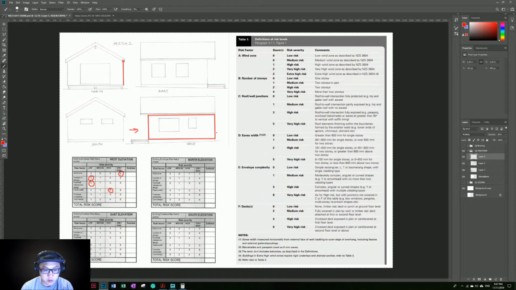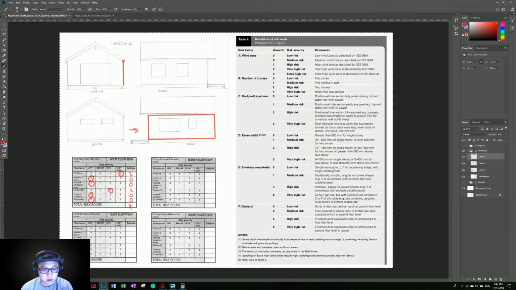And if you look at the envelope complexity, it's just a flat face. So it's just a low risk. It's a simple rectangular, so it's going to be 0. And on that facade, there's actually no deck. So it's going to be a 0. So in total, if we start counting, we're going to have 2 here, 0, 0, 2, 0, 0, and we would have a total of 4.